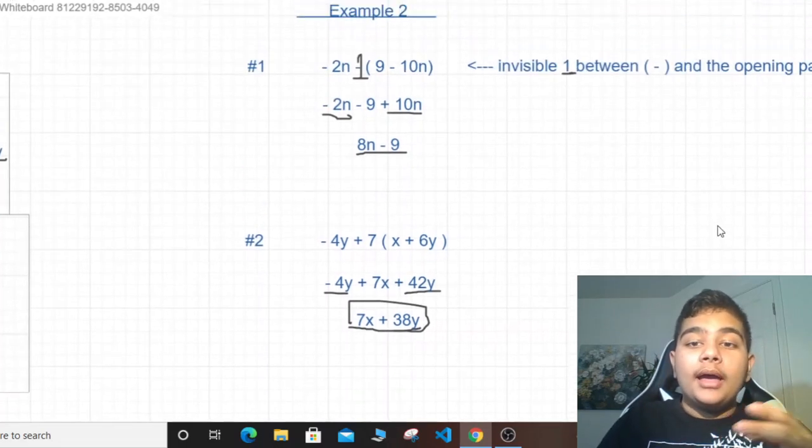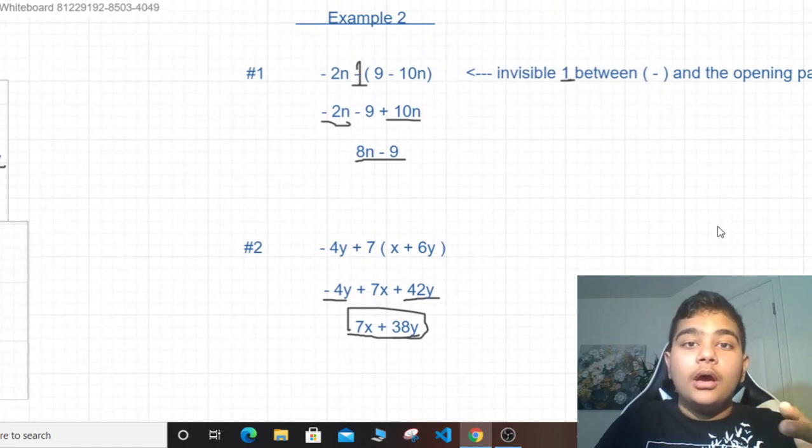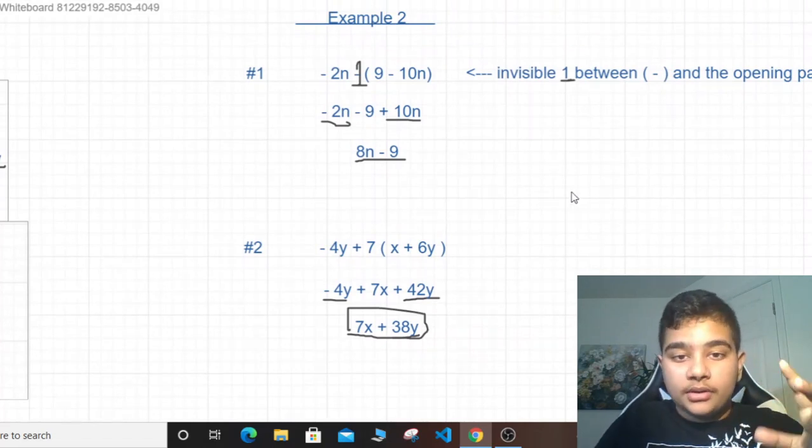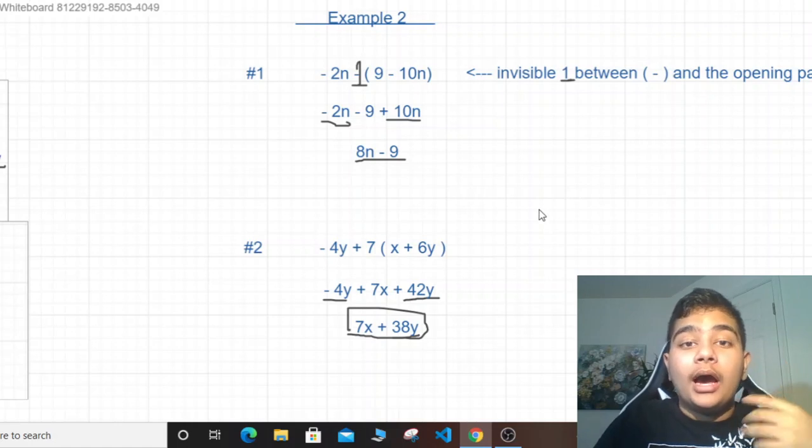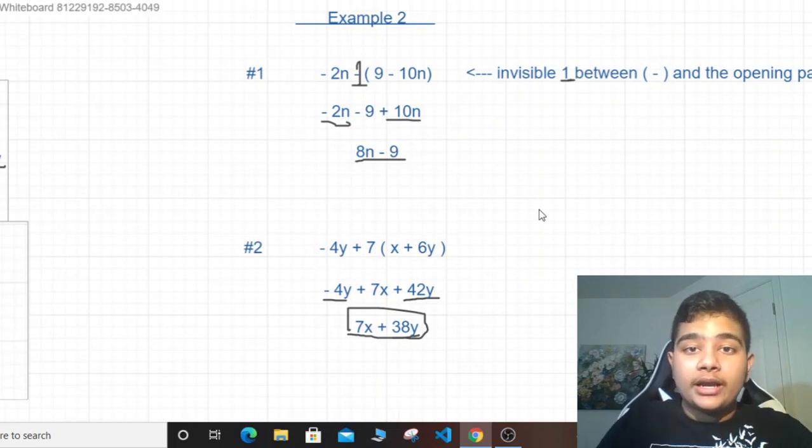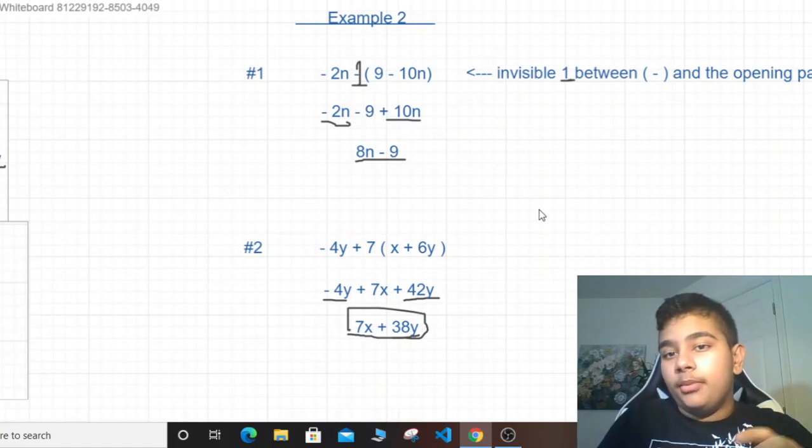So I hope you guys understood how this is working and how variables interact with all the math components.